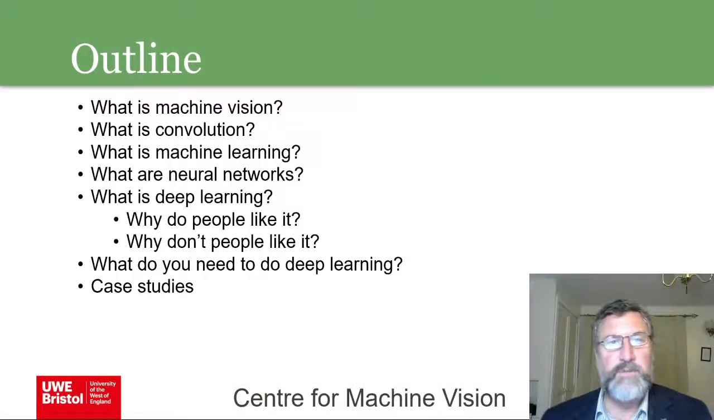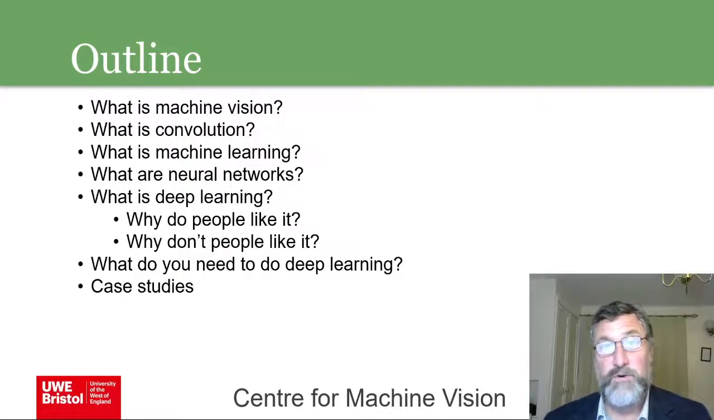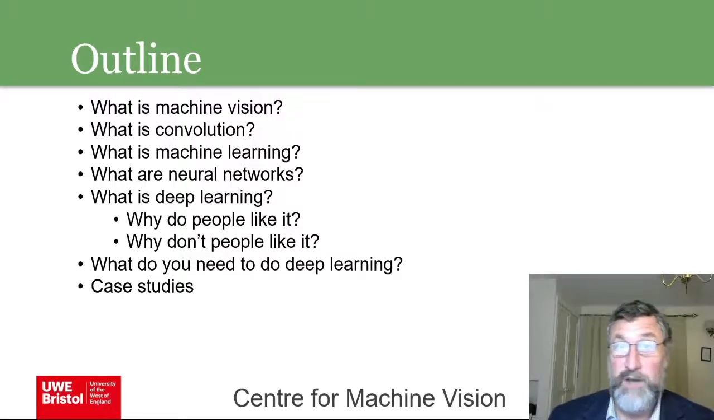So we've got questions we might be asking, such as what is machine vision? Well, I tried to cover that a little bit so far in the course. What is convolution? And I talked about that a little bit as well. Then what are we talking about with machine learning? And what is a neural network? Then what's the difference between a neural network and deep learning? And why do people tend to be interested in deep learning? And why do some people not like it, I guess you could ask. And why do we need to know about deep learning at all? And what two case studies we'll cover.